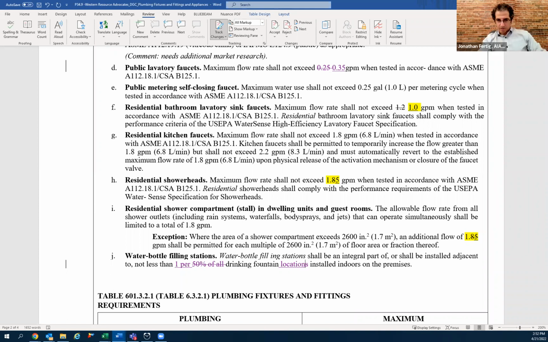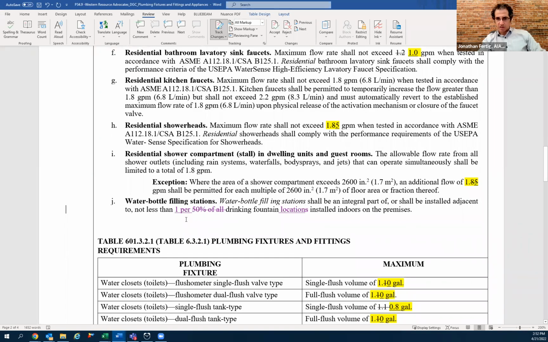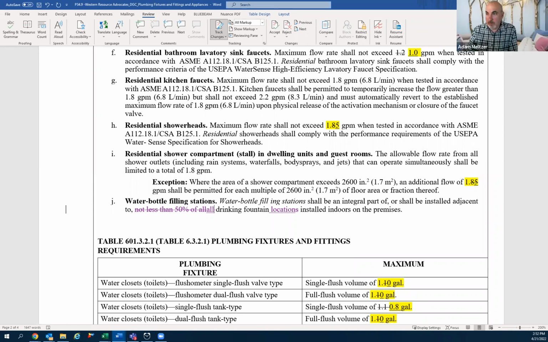Just to modify that bottle filling language that you just did, I think it should say water bottle filling stations shall be an integral part of or shall be installed adjacent to all drinking fountain locations. Because now it's saying not less than 1 per drinking fountain. So I think that way you'd be allowed to just do 1 bottle filling station at a double. It's getting better. Thanks, Jonathan.